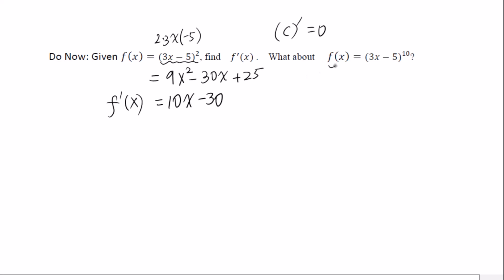What about f of x equals (3x minus 5) to the 10th power? You can do it by expanding this binomial, then do the derivative, but it will take a long time. There is a way to figure out this kind of question. That is the chain rule of derivatives.